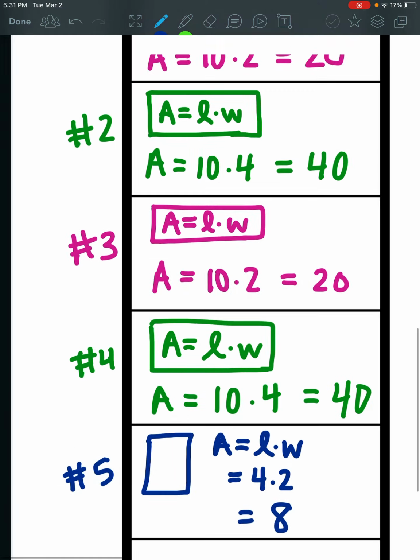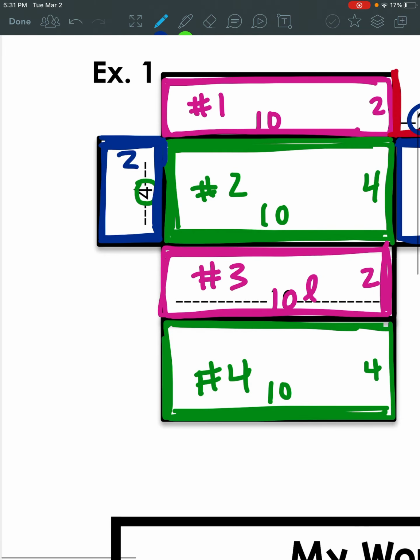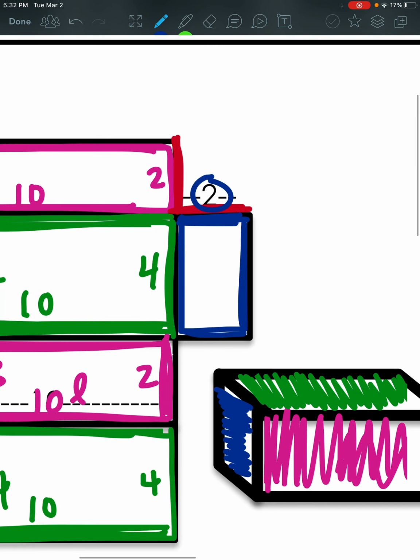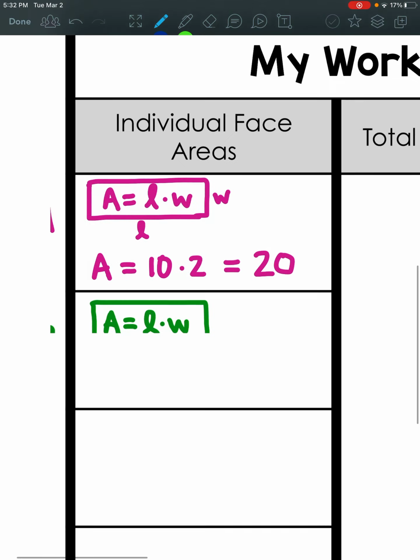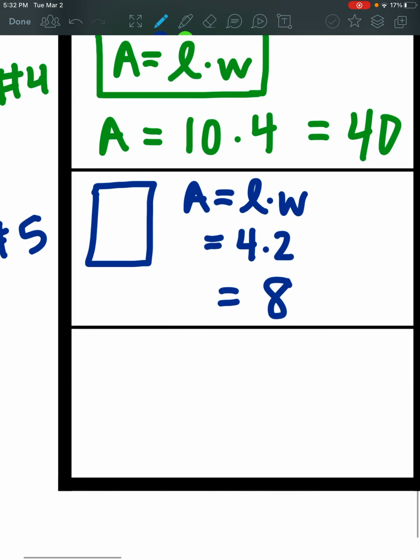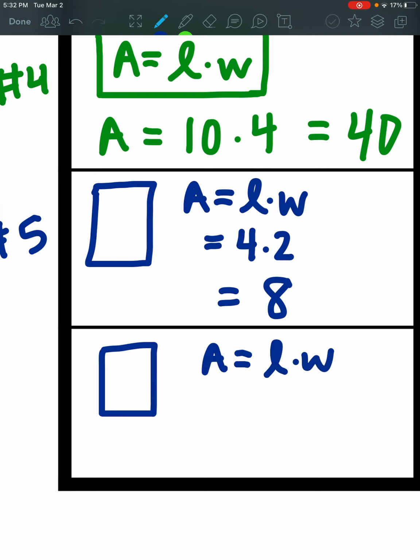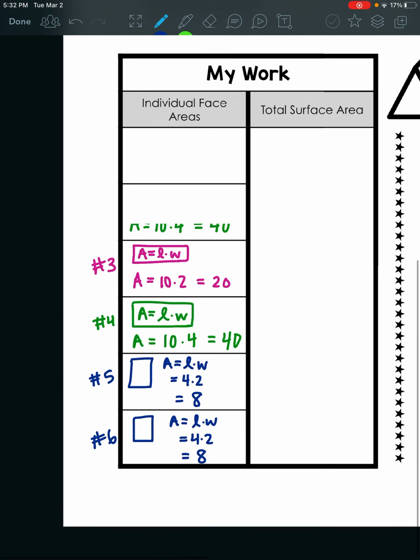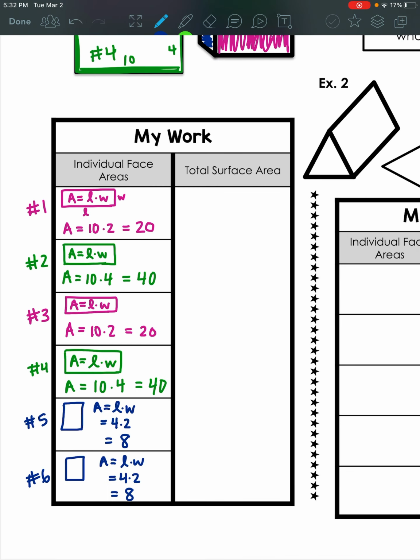And I'm going to label that 5th side. Doesn't matter which one because they're the exact same. But we'll label this one 5. And then we're going to find the 6th face the exact same way as the other blue one. So we'll do it again. The area is length times width, 4 times 2. So that other blue rectangle is 8 as well. So there we go. We got all 6 sides.